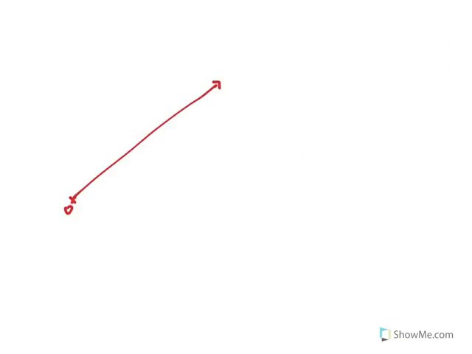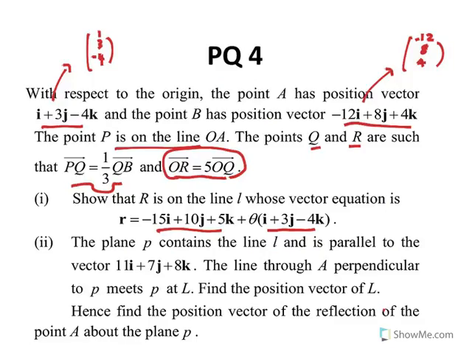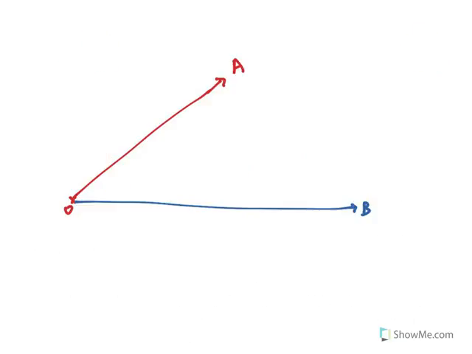And we draw A. This one is A, which is (1, 3, -4). Then we also have B. Maybe for B I use a different color. So this one is B. And the point P lies on OA, so maybe I can put the point P somewhere here. This one is point P.